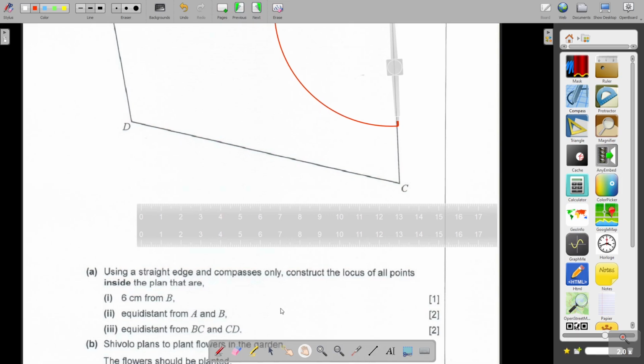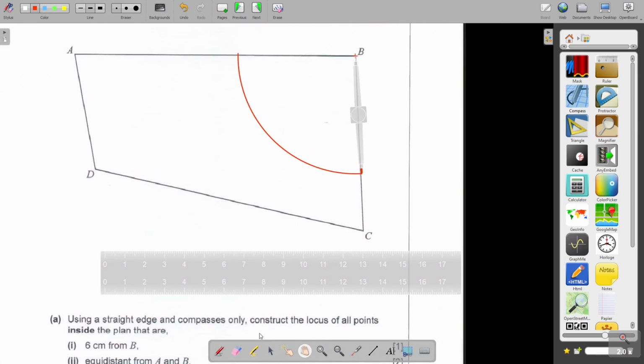Equidistance from A and B. Now, where are A and B? There are A and B. I'm still going to use my compass. I'm going to draw the perpendicular bisector.